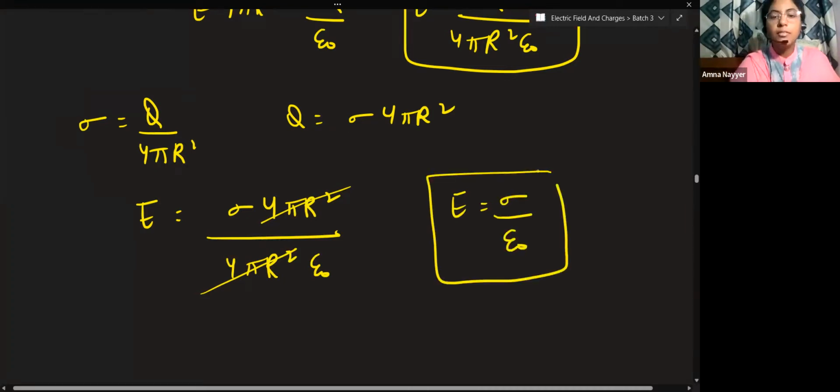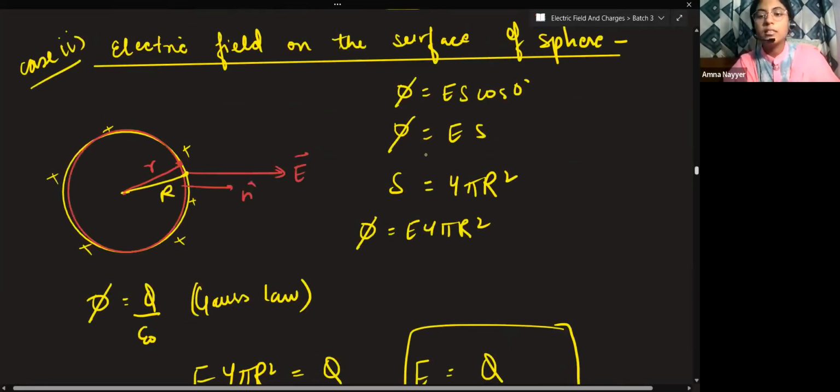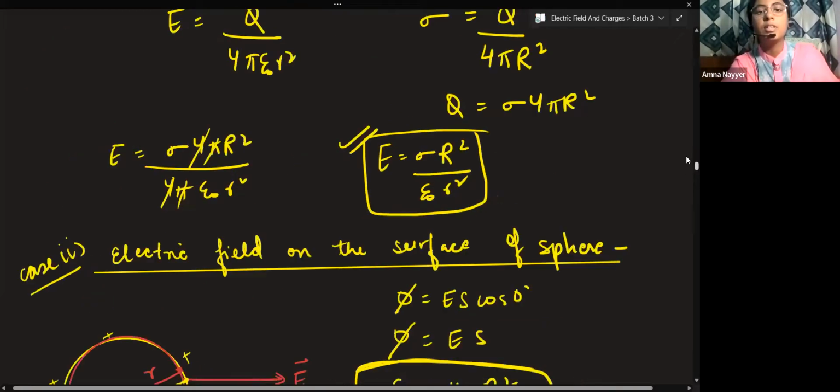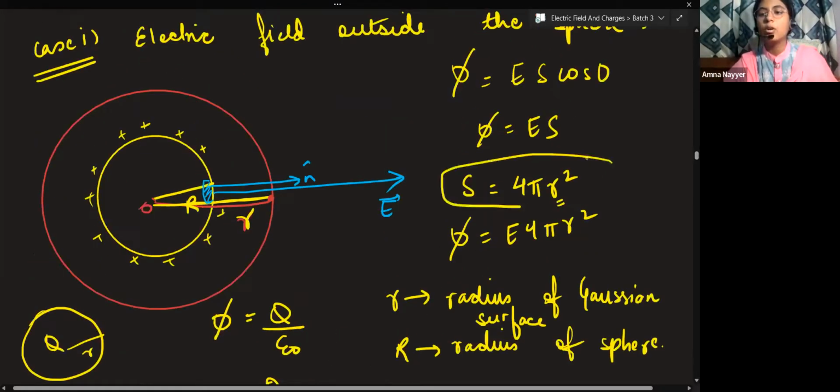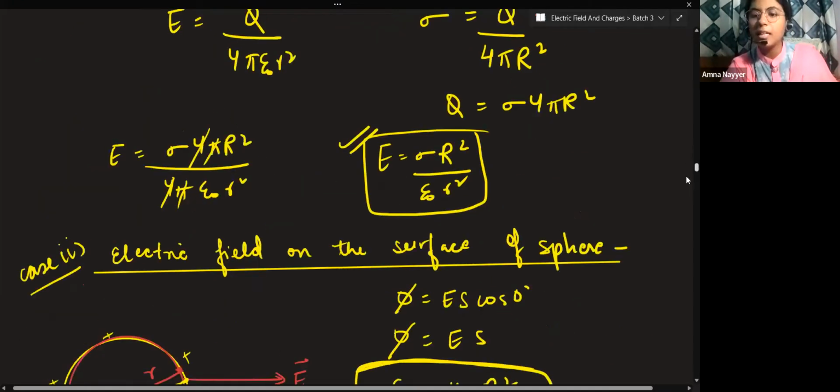Why are we getting a different answer? Because here is the difference in the radius. We are now considering the radius of the sphere. In the previous case, we were considering the radius of the Gaussian surface. Since the Gaussian surface and the sphere overlap, we can consider this.